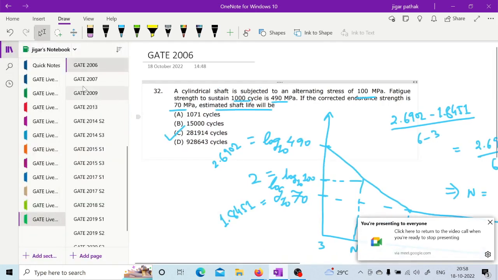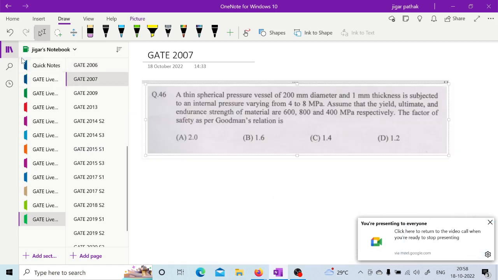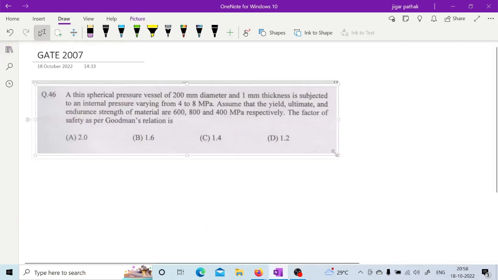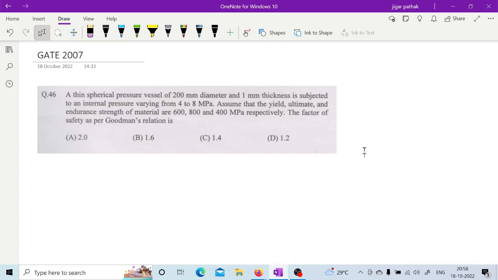The next is this: a thin spherical pressure vessel of 200 mm diameter and 1 mm thickness is subjected to an internal pressure varying from 4 to 8 megapascal. Assume that the yield, ultimate and endurance limit of the material are 600, 800 and 400 megapascal. The factor of safety as per Goodman's relation we need to calculate, right? So can you try this one?